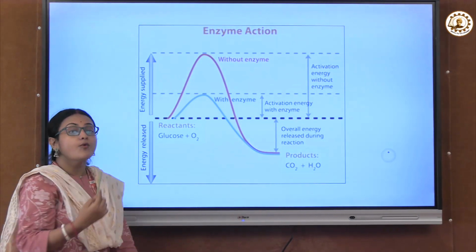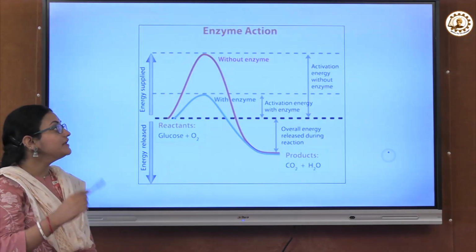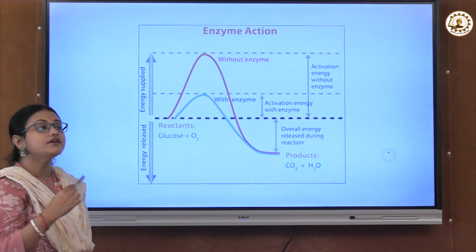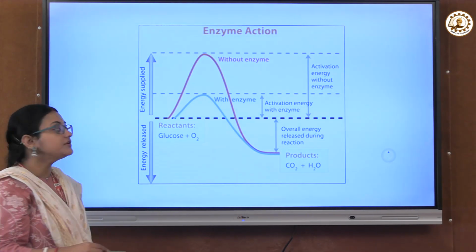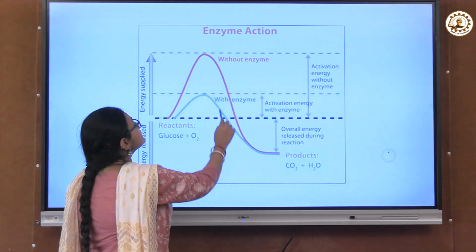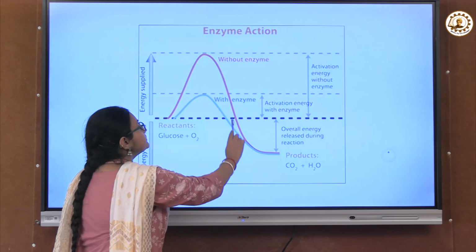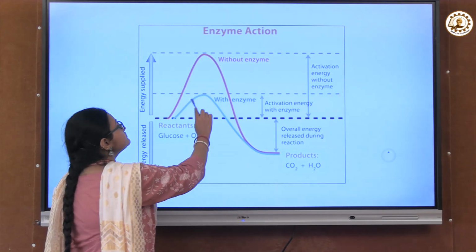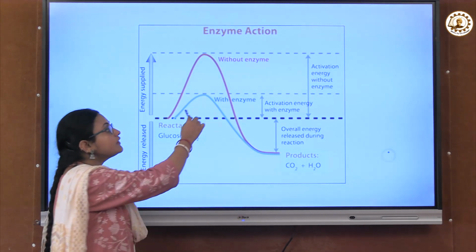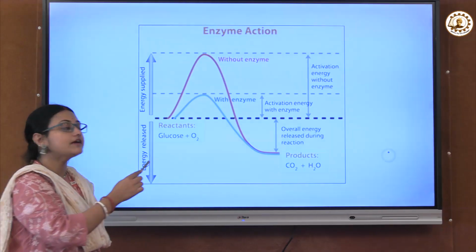Enzyme action. How do enzymes minimize the time of the reaction? By lowering the activation energy. Without enzyme, the activation energy will be like this. With enzyme, the activation energy will be like this. So it lowers the activation energy, so the reaction takes less time.